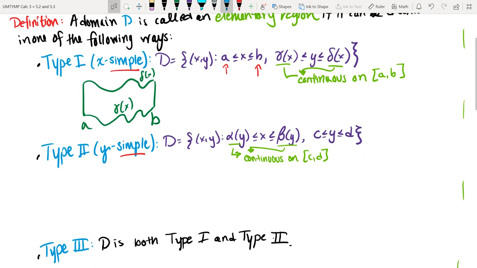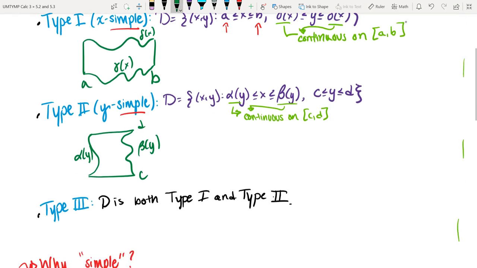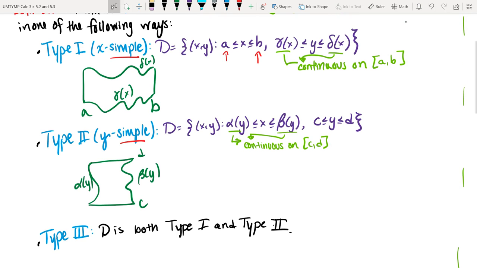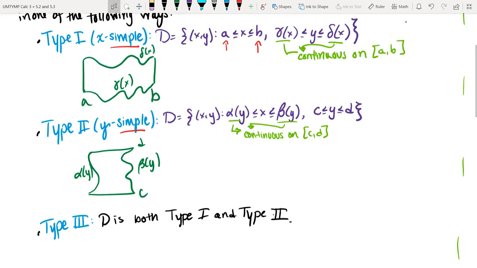Similarly, in a type 2 region, this time y is bounded between two constants, c and d, and then x is varying somehow according to a continuous function of y. So we have x between alpha of y and beta of y. Okay, and then type 3 is just both type 1 and type 2.